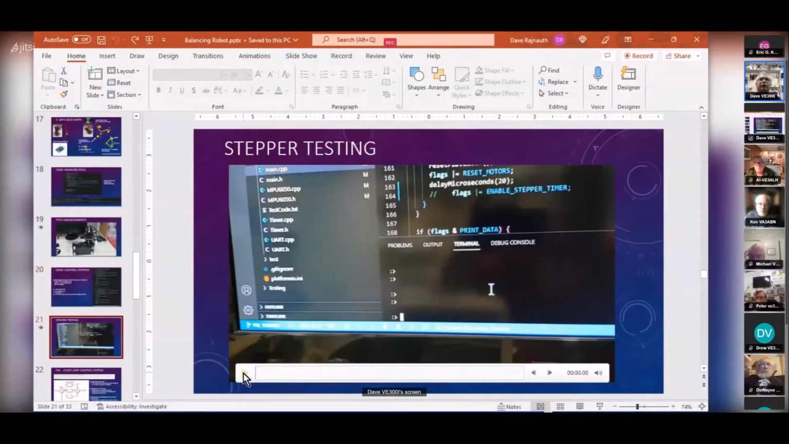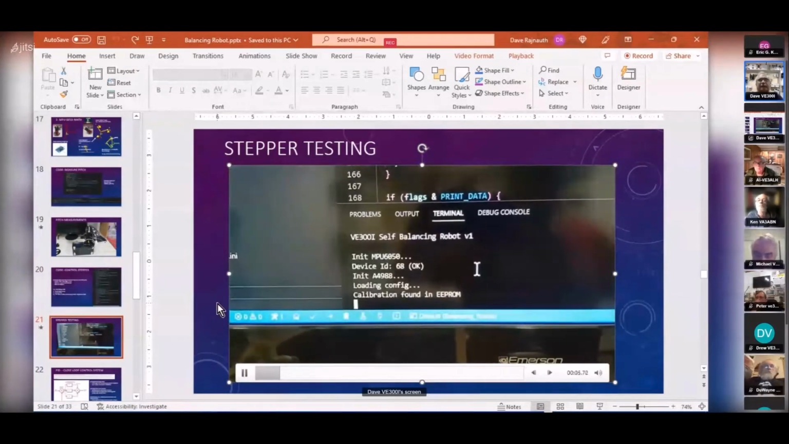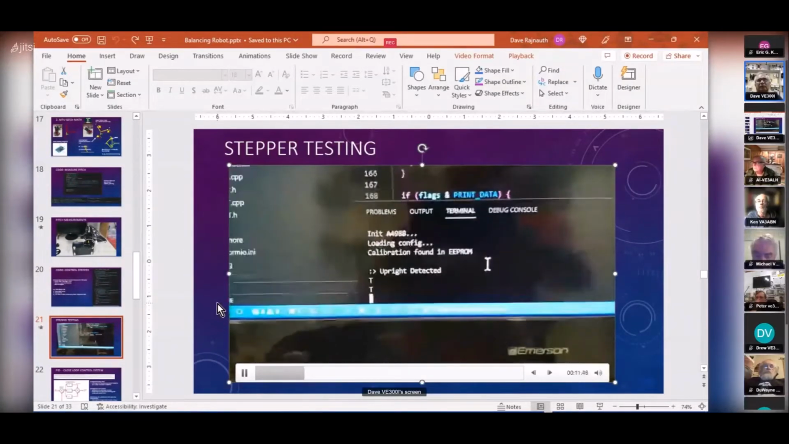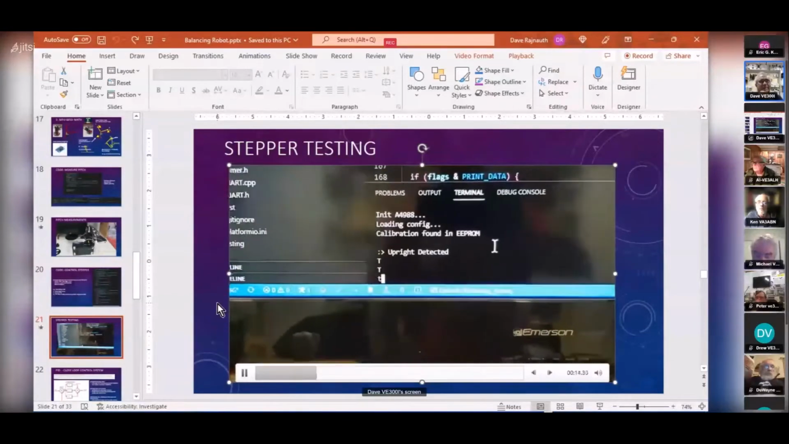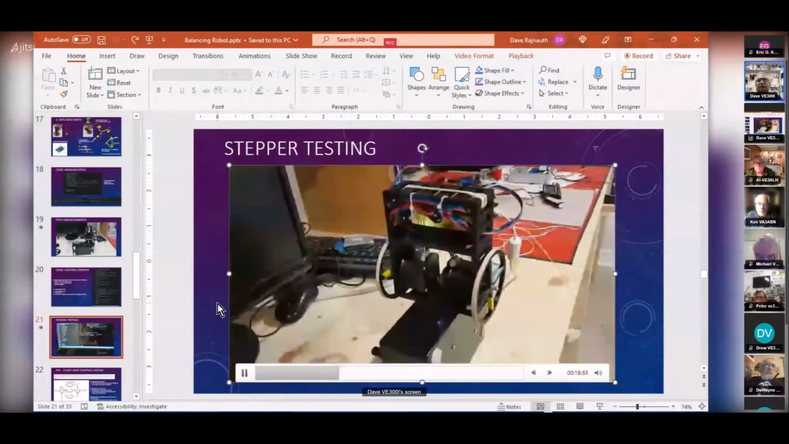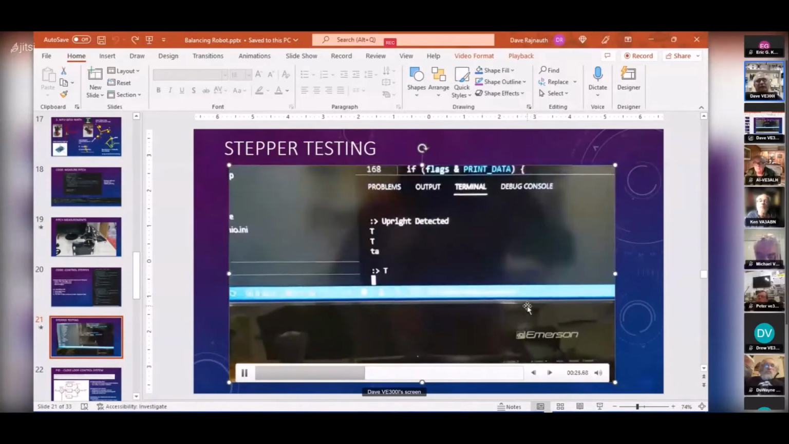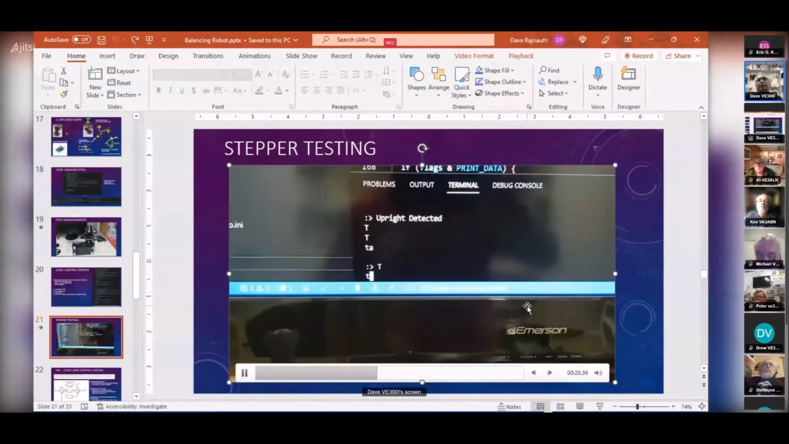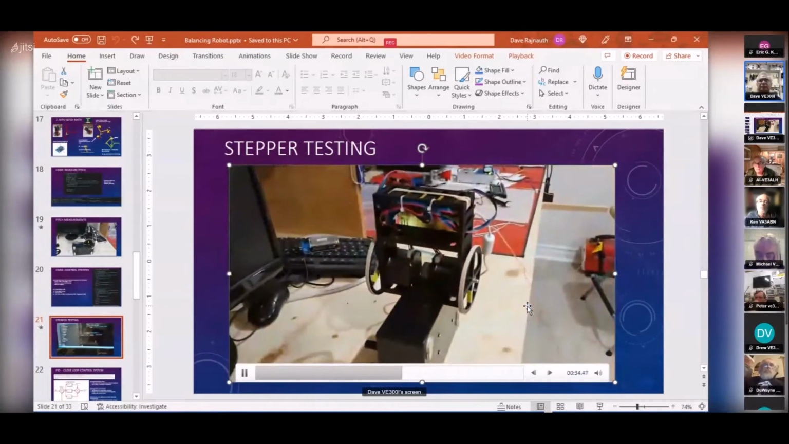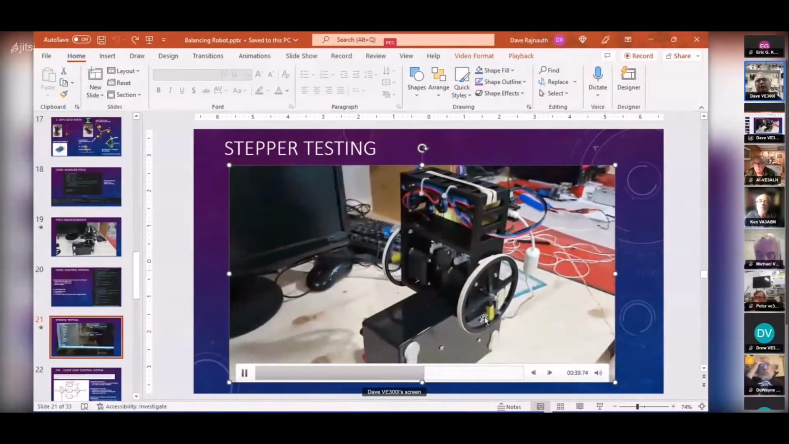And so this here is a little test program I wrote to get the stepper motor working. So there you can see the wheels spinning. And then I do a more aggressive test where I do random steps. And you can see the wheels are randomly going in different directions here.